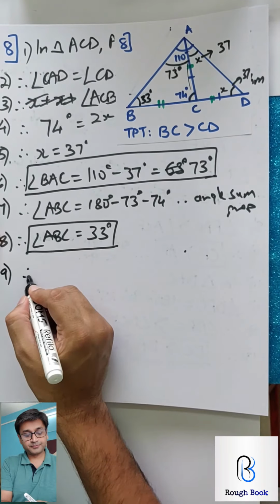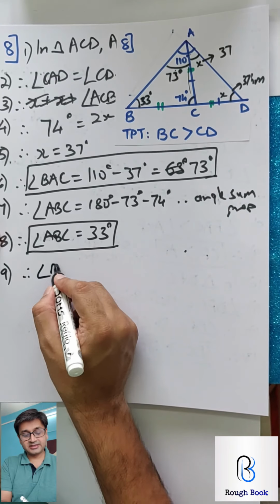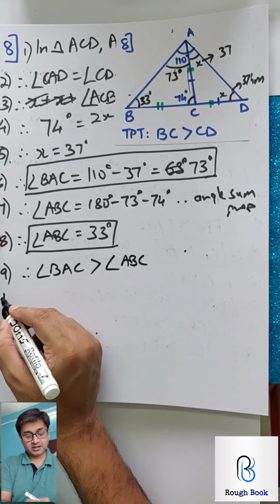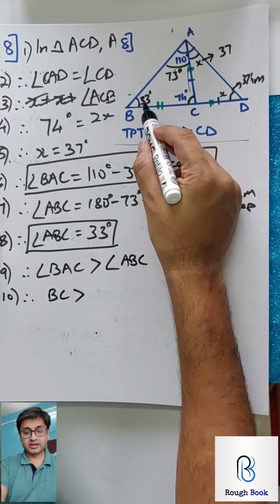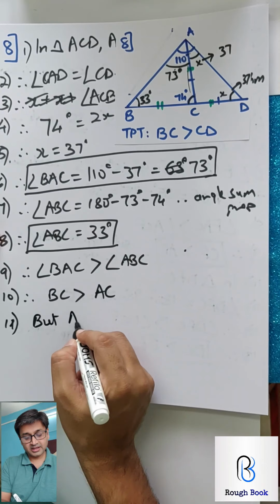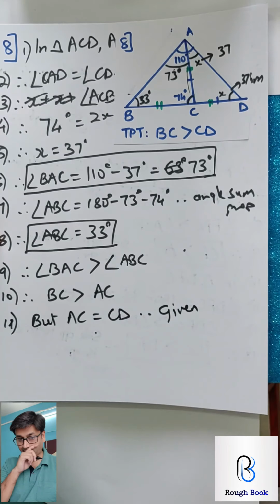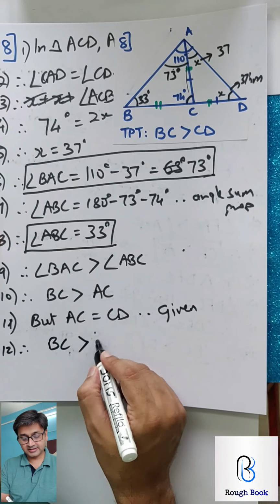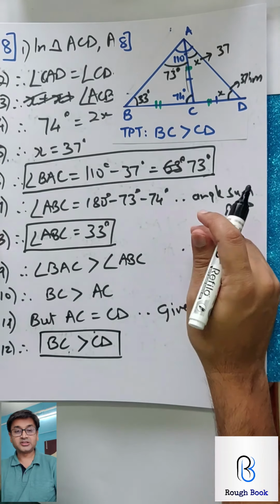Now can we compare? Bigger is this one, that is angle BAC greater than ABC, and therefore the opposite of BAC, BC, is greater than the opposite of ABC, which is AC. But AC is equal to CD. This is given, so let's connect these two. BC stays as it is, and in place of AC I will write CD. That's what my target was. Are you getting it? It's beautiful.